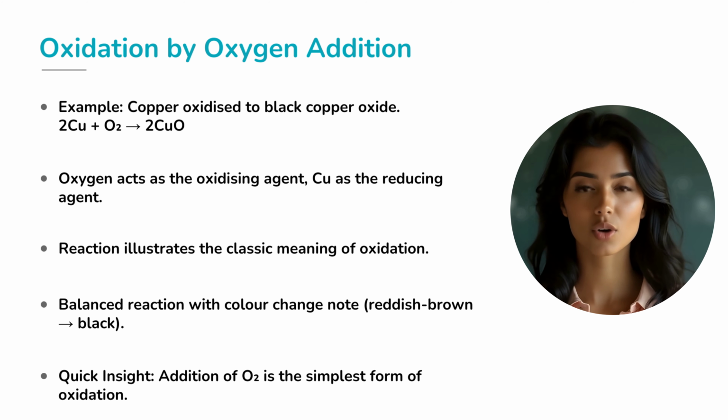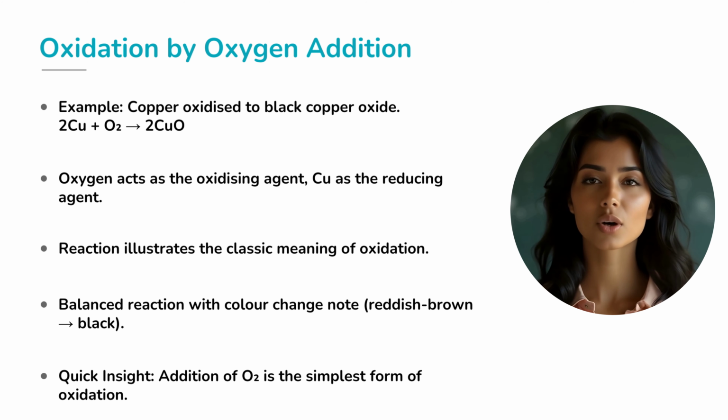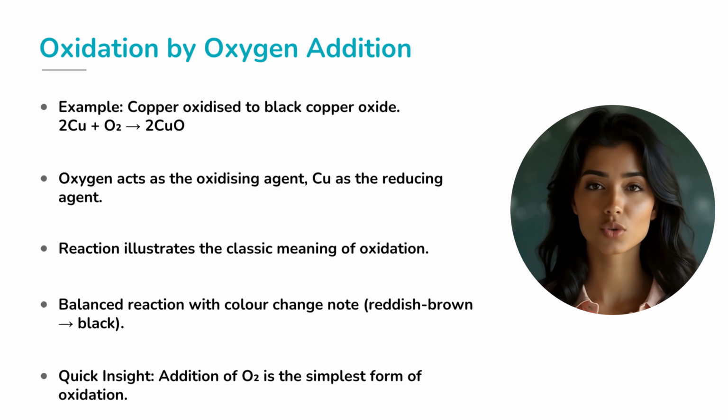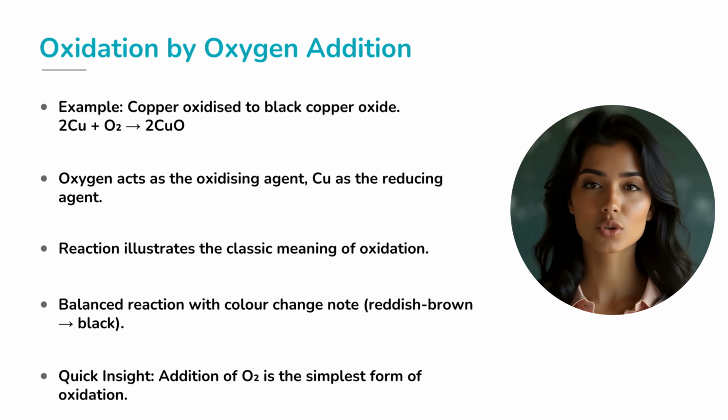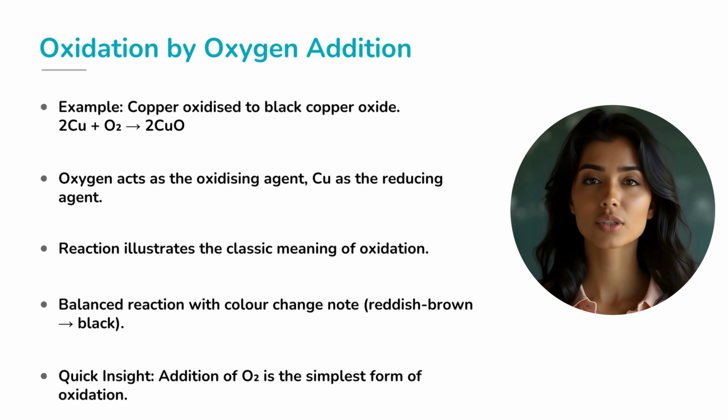Picture this: when copper is exposed to oxygen, it forms a black oxide. This is a classic example of oxidation. You could say, copper plus oxygen gives copper oxide. The reaction goes: two copper atoms react with one molecule of oxygen to form two copper oxide molecules. The oxygen is the oxidizing agent and copper acts as the reducing agent, losing electrons.